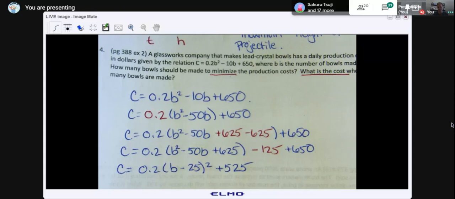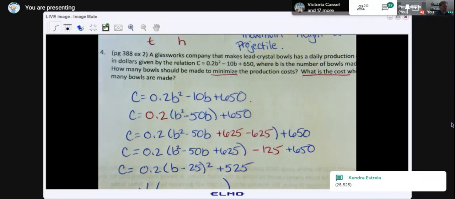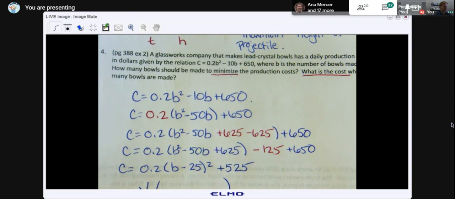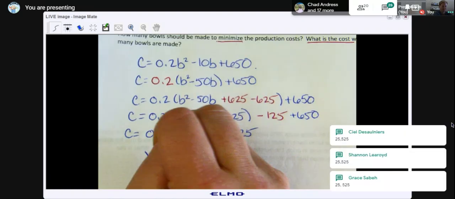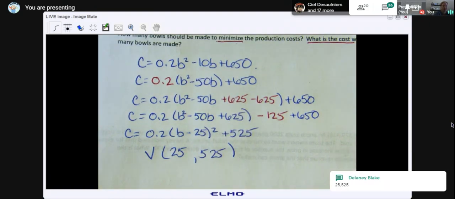Okay, so I've completed the square. When you have, send your vertex in the chat. Good work, guys. So the vertex is at 25 and 525. But tell me what each of those numbers mean. All right, 25 is our B value, 525 is C. So what?